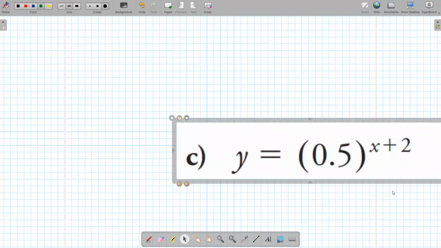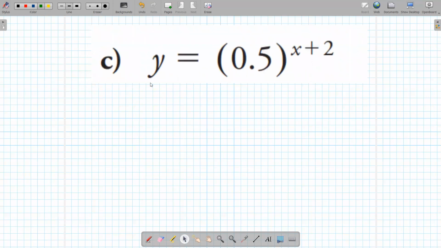Let's try it for this. Again, step one, swap the x's and the y's. So we have x equals 0.5 to the power of y plus 2. What do we do on both sides? Trying to solve for that y up there. You take logs, okay? So it becomes log x, and if you take logs, we know the exponent is going to drop like that. You see that?